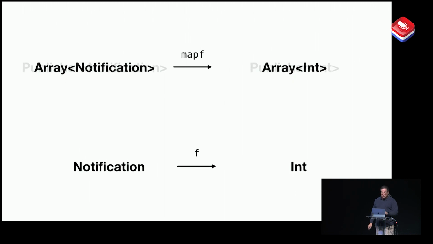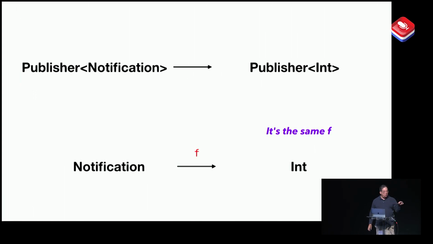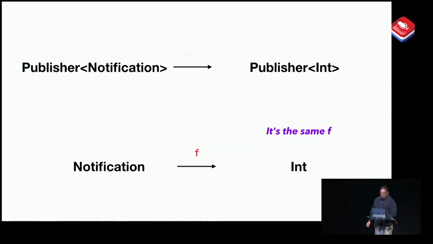So when it's time to look at the publisher map, it's the same F. It's the same F that worked for arrays, just like when he was transforming colors. The transform that he did so successfully for arrays was the same one he did for Combine. Now, we just use map. This is the same F, but it's a different map. Every world has its own map, so the map for Combine is different than the map for arrays, but you are lifting the same function up.